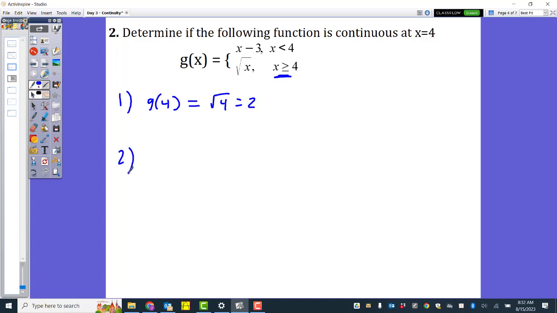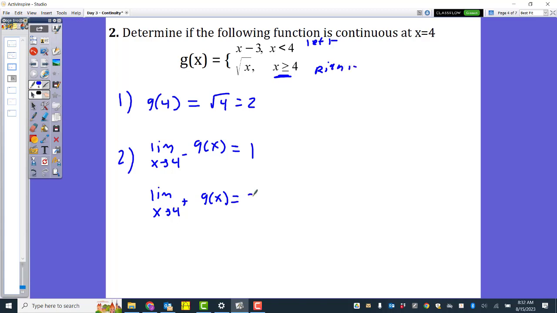We're looking at the limit from the left and the right, so the limit as x approaches 4 from the left of g of x. Here's the left side. Plug in 4, we get 1. Limit as x approaches 4 from the right side. This is the right. That equals 2.